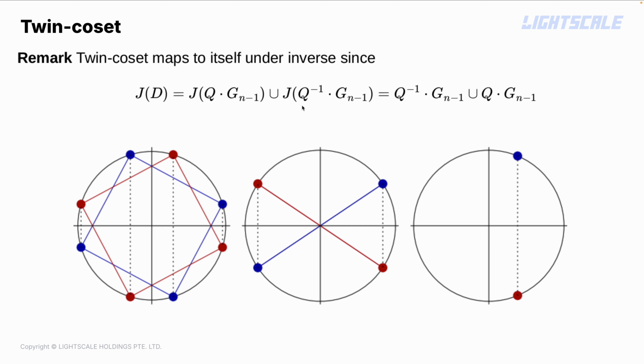Because if we take the inverse of this, then it just becomes q minus 1 union of q j minus 1. The union is of course commutative, so this is just the same as itself, right? So what this means is inverse is basically reflection across the x-axis. So it just means that these twin cosets are all symmetric by x-axis, right?